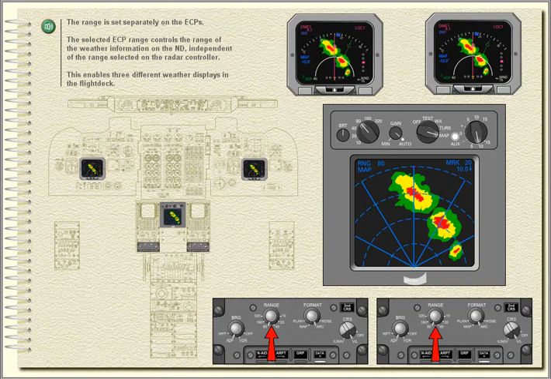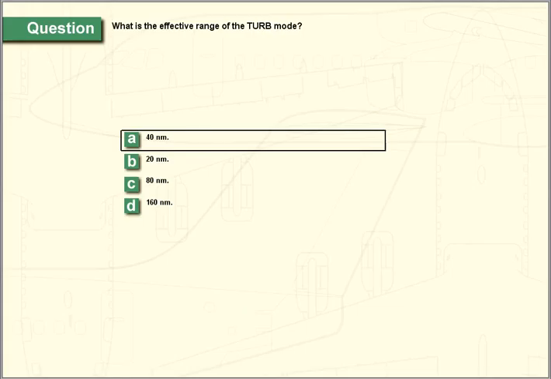The range is set separately on the ECPs. The selected ECP range controls the range of the weather information on the ND, independent of the range selected on the radar controller. This enables 3 different weather displays in the flight deck. What is the effective range of the turbulence mode?